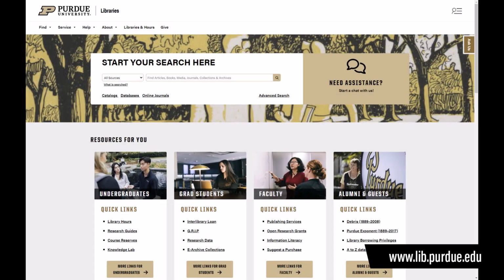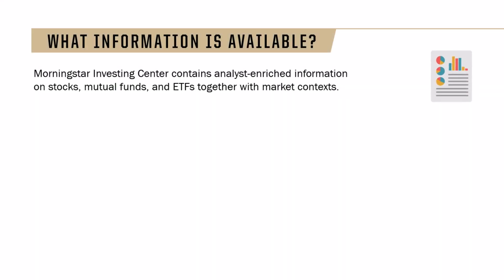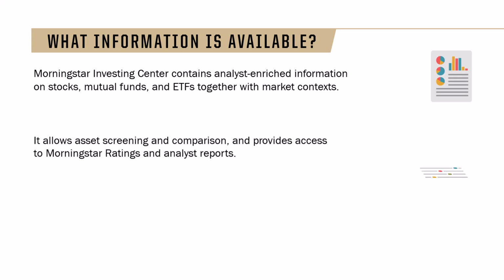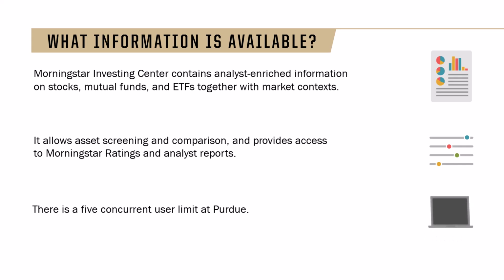Go to the Purdue Library's website to locate our A to Z list of databases. Morningstar Investing Center is on the list. Morningstar Investing Center contains analyst-enriched information on stocks, mutual funds, and ETFs together with market contexts. It allows asset screening and comparison and provides access to Morningstar ratings and analyst reports. There is a 5 concurrent user limit at Purdue.